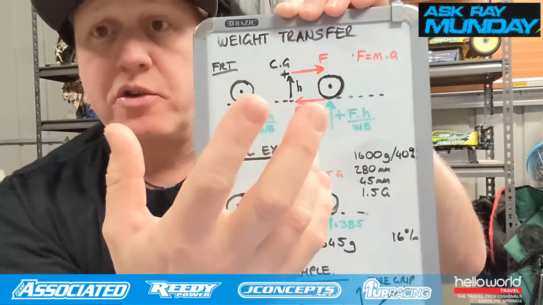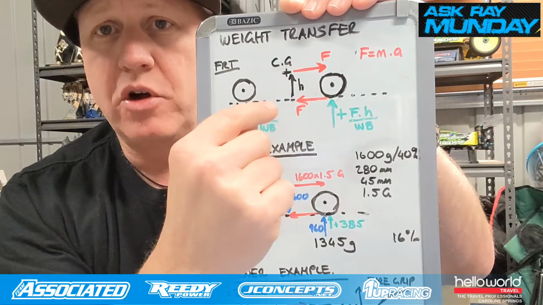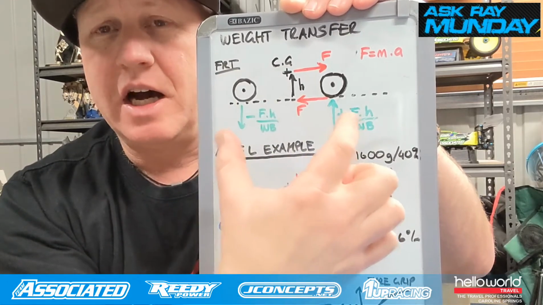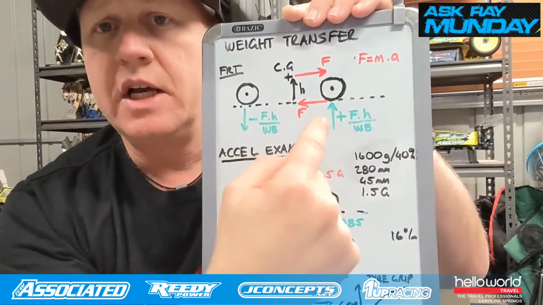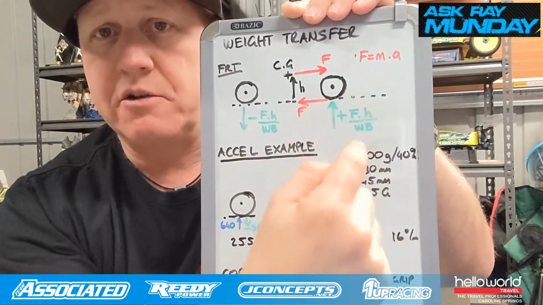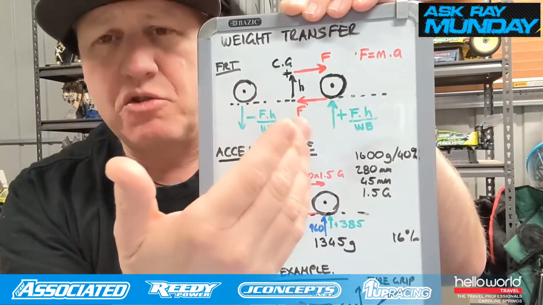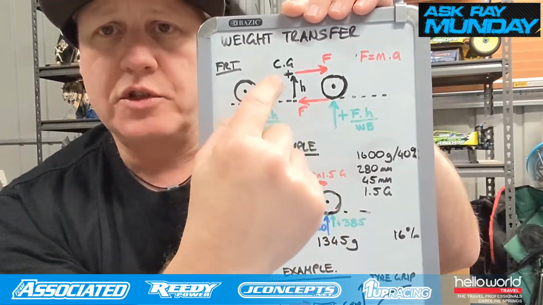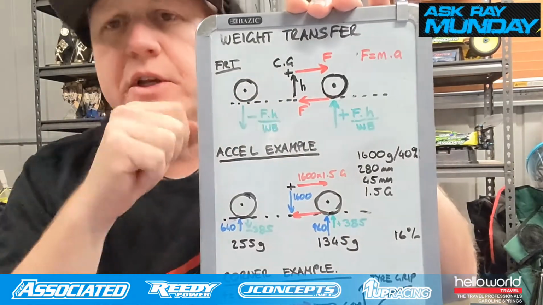And the maths are very simple for weight transfer. It's as simple as the force multiplied by the height of the center of gravity divided by the space between the wheels. So when we're talking acceleration, it's force times the height of the center of gravity divided by the wheelbase. When we're talking cornering, the same situation occurs, but it's the force times the center of gravity height divided by the track width or the spacing between the tires.